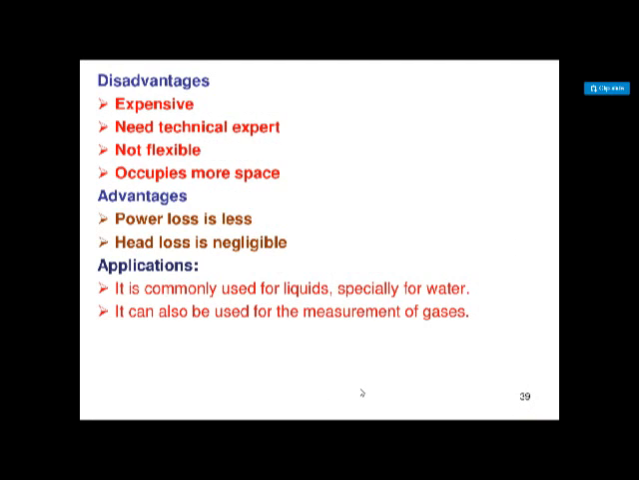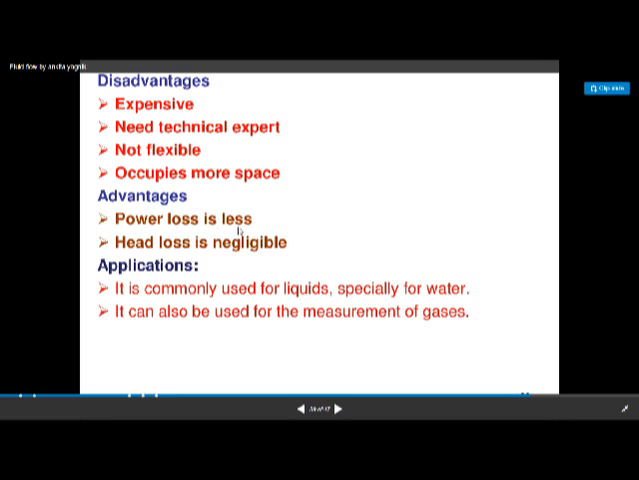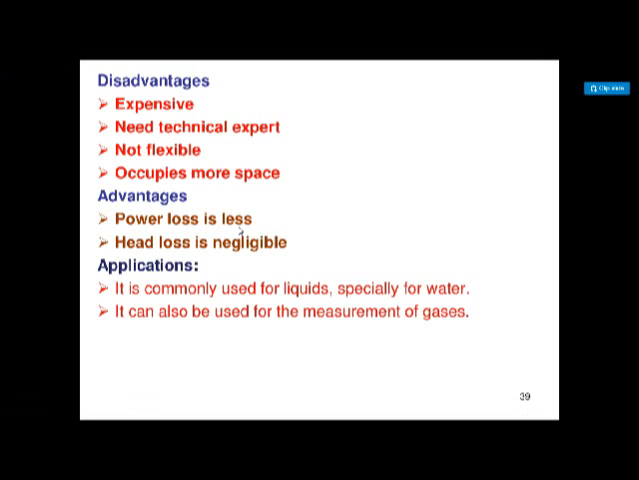इसके advantages जो हैं, major advantage of the venturimeter जो है, that is power loss इसका कम है compared to the orifice meter. ऑरिफाइस मीटर में जो है sudden constriction होता था तो इसका power loss ज़्यादा था, इसका कम है. हेड लॉस भी इसका negligible है. So gradual constriction और expansion होने की वजह से head loss और power loss इसका कम है.